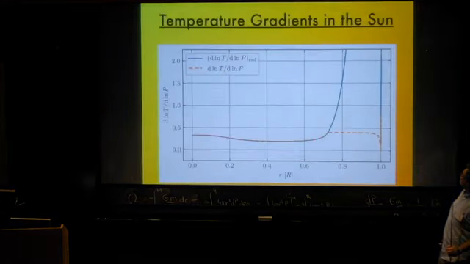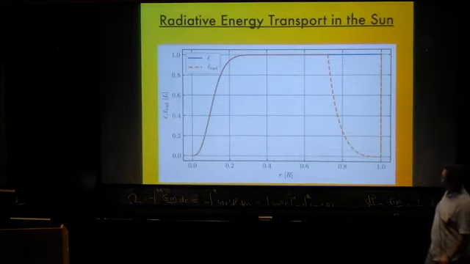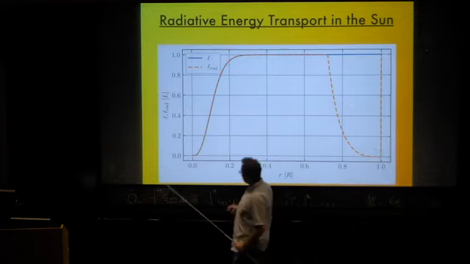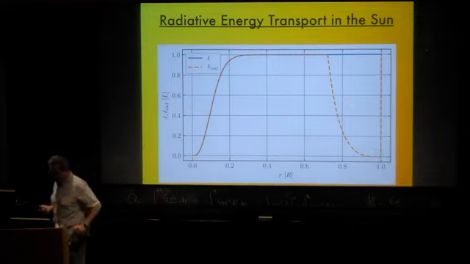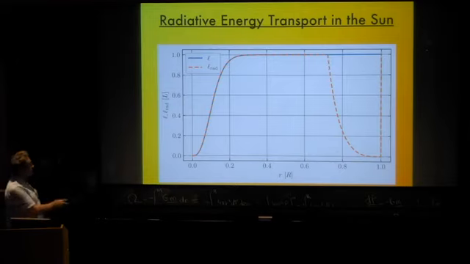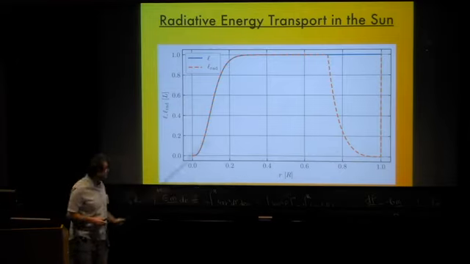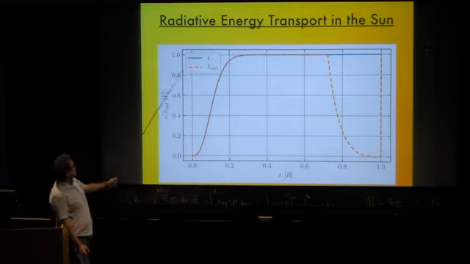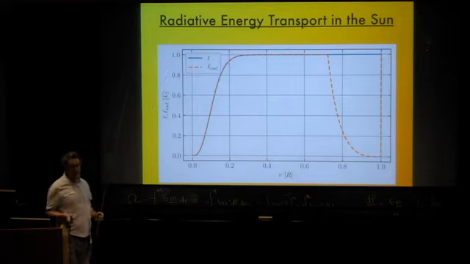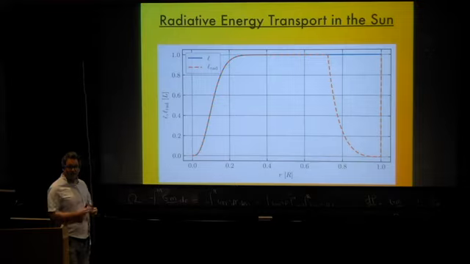Okay, so let's have a look at radiative energy transport in the sun. So this graph, it's our model for the present-day sun. We've got two curves plotted as a function of radius. The solid blue line is the luminosity. This is the total luminosity, the total amount of energy per second passing outwards in the star at that radius.